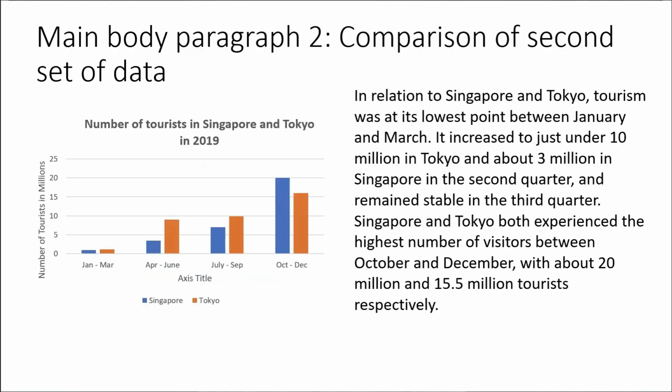Paragraph 2. In relation to Singapore and Tokyo, tourism was at its lowest point between January and March. It increased to just under 10 million in Tokyo and about 3 million in Singapore in the second quarter, and remained stable in the third quarter. Singapore and Tokyo both experienced the highest number of visitors between October and December, with about 20 million and 15.5 million tourists, respectively.